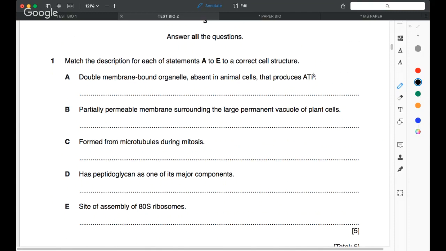Double absent in animal cells that produced what's it called? Chloroplast. Good. Next one. I'm guessing it's not cell membrane. I don't know. Chloroplast. Yeah. So this is the one around the vacuole itself. But it consists of a phospholipid bilayer. Cool. All membranes. Yeah. Spindle. Good. A bacteria cell wall. Yeah. Good.